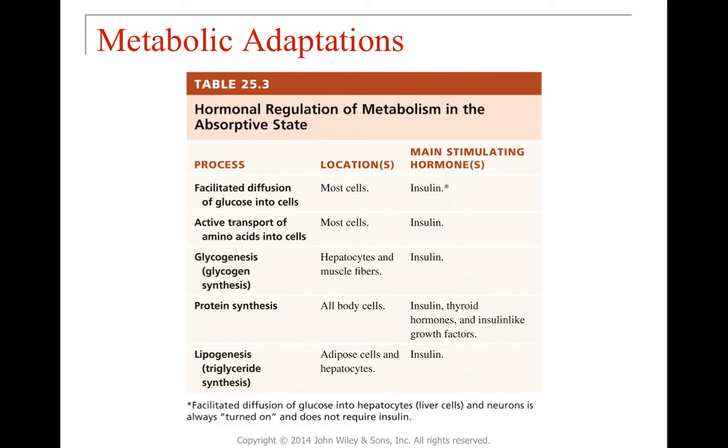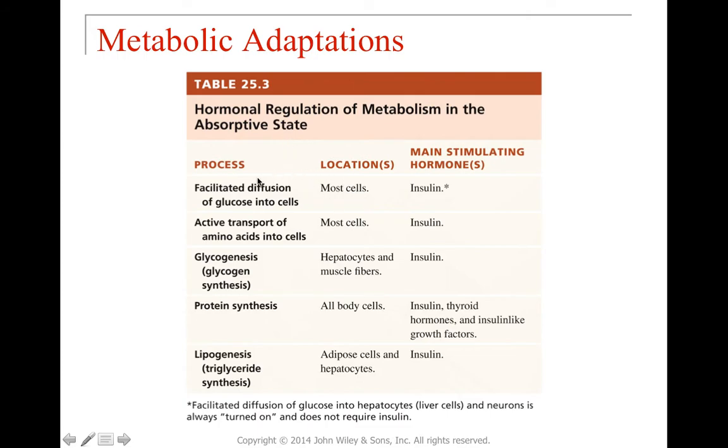Okay, so we want to be doing a lot of different things. We want to be facilitating glucose and transporting amino acids and making glycogen and creating proteins and also creating and breaking down lipids. So we're doing a lot of different things constantly, and it's all got to be regulated on a global scale. And we do that by hormonal regulation.